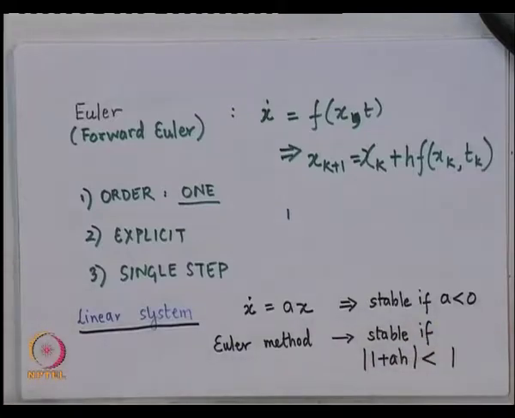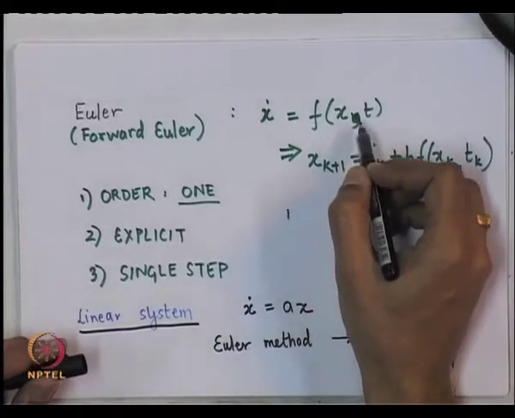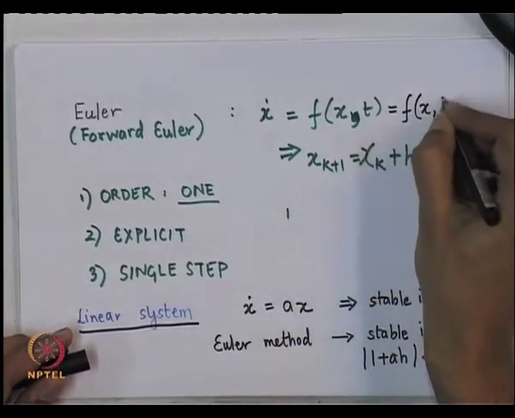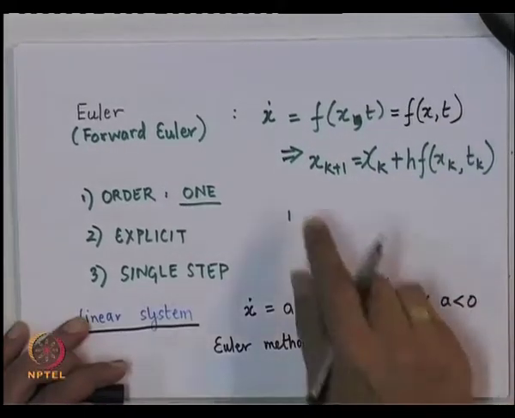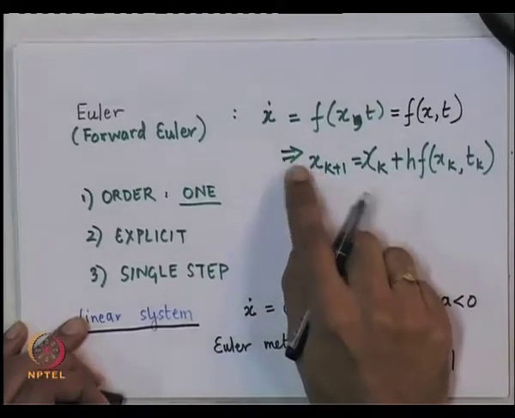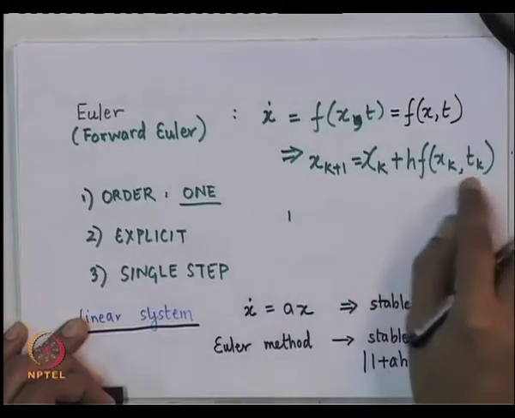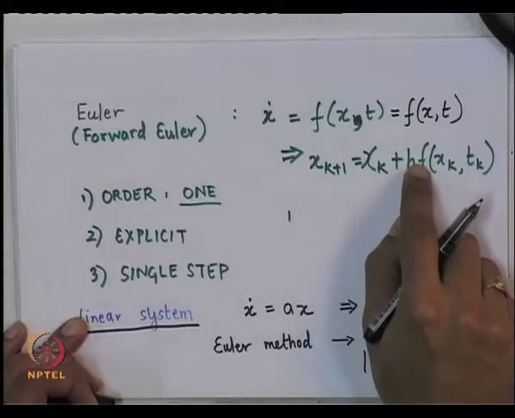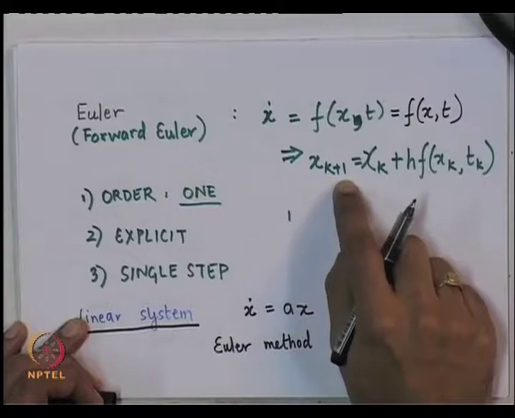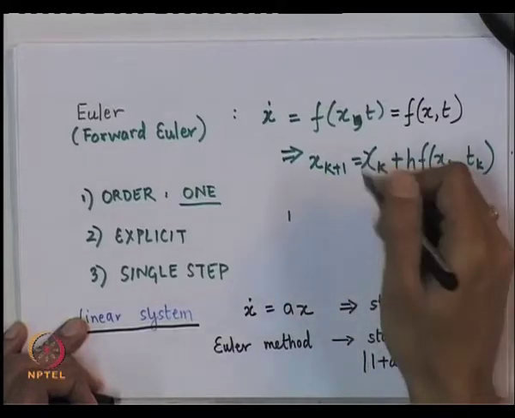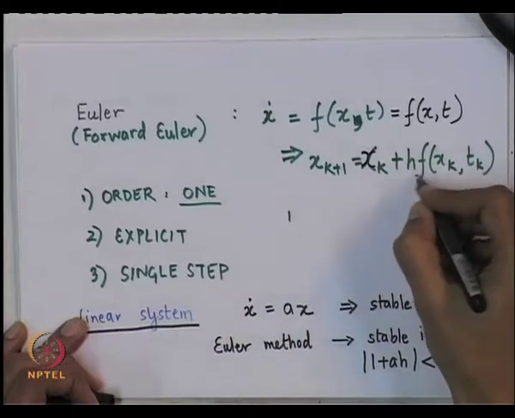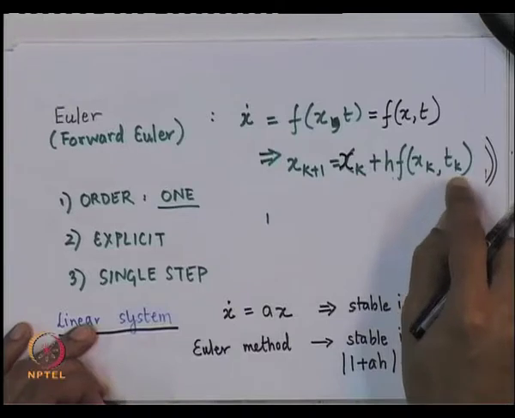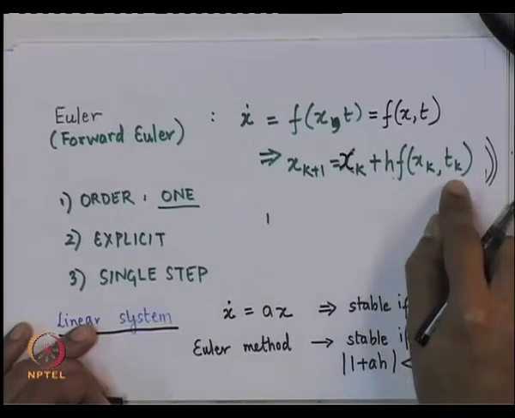In fact, if you have a differential equation x dot is equal to f(x, t), this looks a bit big, so I will just write it down again, x dot is f(x(t), t). In that case, we evaluate the function using this algorithm at discrete time steps spaced by h. So, x k plus 1 is equal to x k plus h into f(x k, t k), that is the function f evaluated at the point x k and t k.